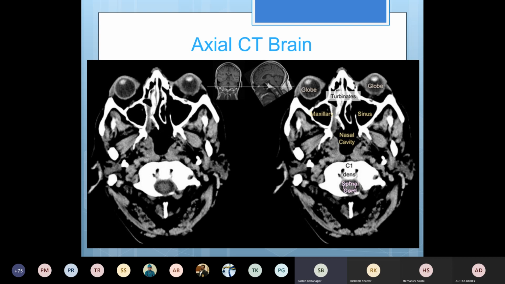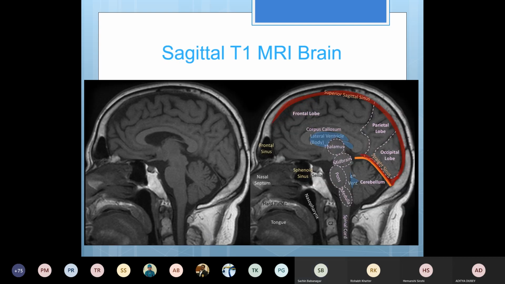Right side maxillary sinus, left side maxillary sinus, and this is the nasal cavity. Just a sagittal section along the midline, as I said earlier. So the superior sagittal sinus traverses all along this length of the brain. And you have the straight sinus from here to here. Okay, and this is the corpus callosum. When this is not properly visualized, then you can suspect if there is any dysgenesis.